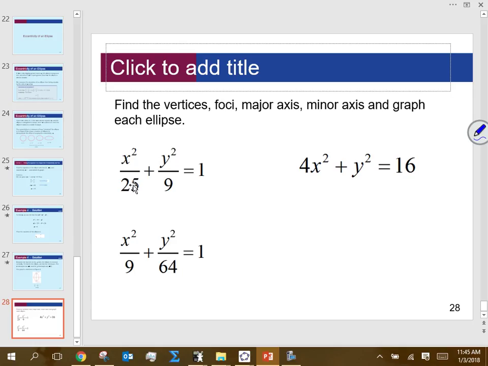Now, if I wanted to graph this, I'm going to have to take the square root of the 25, and I get 5. Take the square root of the other denominator, I get 3. So the x is paired with the 25, so on the x-axis I need a length of 5. So 1, 2, 3, 4, 5, and 1, 2, 3, 4, 5. Remember, the root of our denominators tells us the length we need to move in both directions from 0, 0 to create the endpoints of our major and minor axes. So the square root of 25 is 5, so I go out 5 units in both directions.